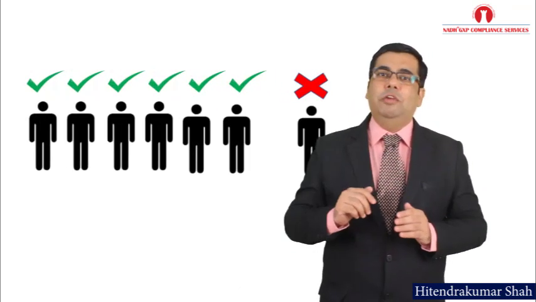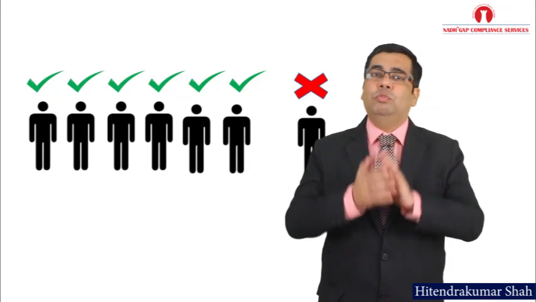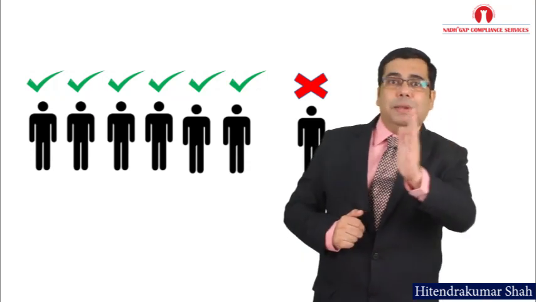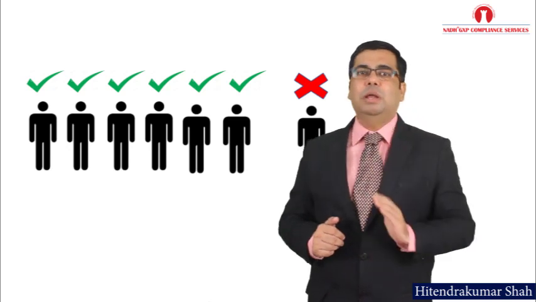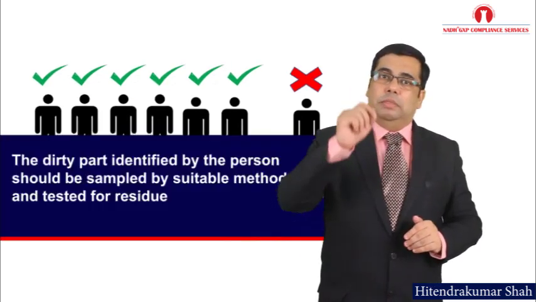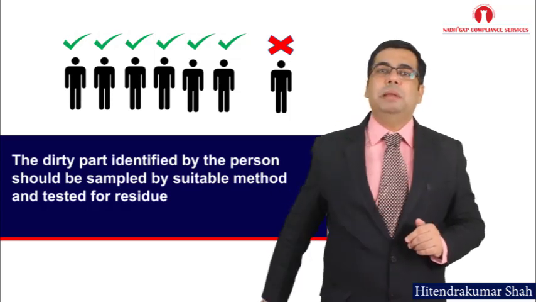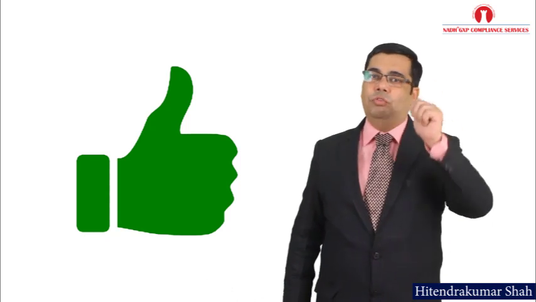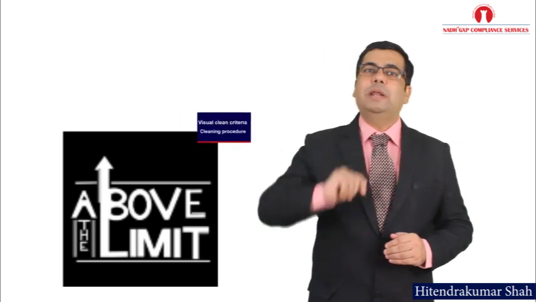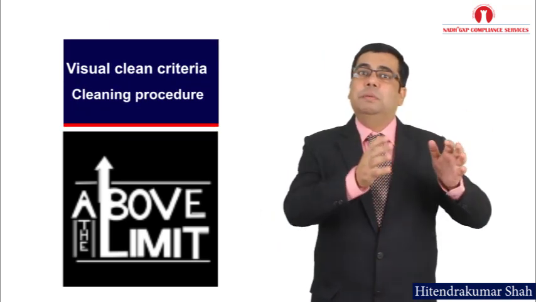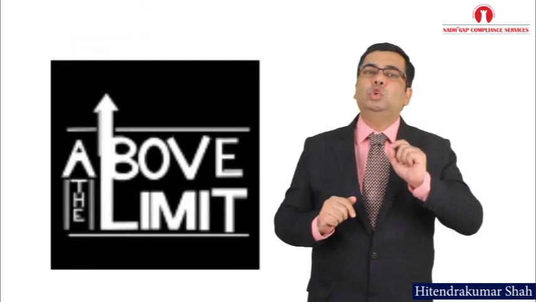During this study, if any of the persons raises a concern about visual cleanliness, while the other persons do not have any concern, in such a case, the dirty part identified by the person should be sampled by a suitable method and tested for residue. If residue is detected within the acceptance limit, the visual clean criteria is valid. If residue is detected above the acceptance limit, the visual clean criteria and also the cleaning procedure is not valid, and the firm should move to an alternate cleaning and indirect test method.